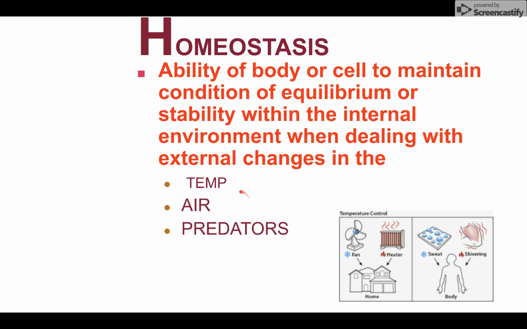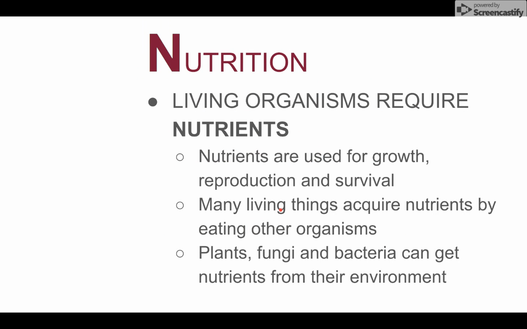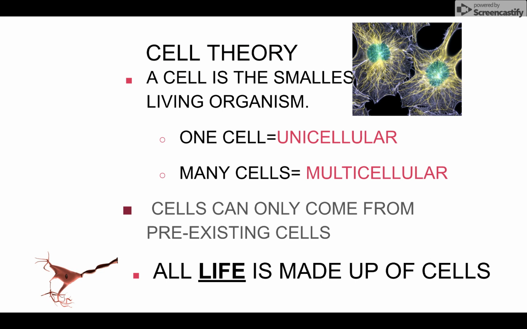There are other examples of homeostasis, but this is one of the examples I can give you right now. Nutrition: all living things require nutrients in order for them to grow, to reproduce, and to survive, right? So you need to eat, you need to make sure that you're living healthy, you're staying healthy, because your cells need all of those nutrients. Your body needs those nutrients to function. And so we need to take in those nutrients in order for you to grow and develop and carry out all the bodily functions that you have to carry out. And that's basically the last one.